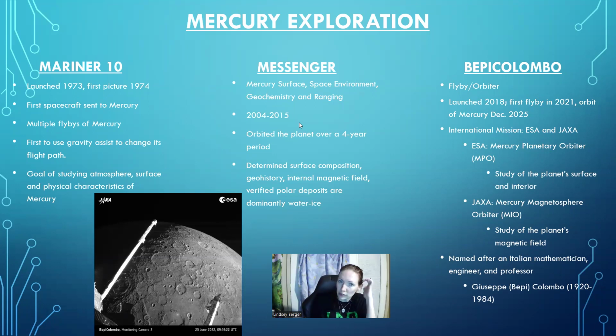This was active from 2004 to 2015, and it orbited the planet continuously for 4 years. The longer a spacecraft is in orbit around a planet, especially if it's more of a fixed orbit, we can get more and more data from that, as opposed to flybys, which are usually quick bursts of data. An orbiter is going to give you a lot more information. So it was able to figure out the surface composition, a little bit of the history of the surface. It looked at the internal magnetic field, and it did confirm that there is water ice up in the poles. That's pretty cool.